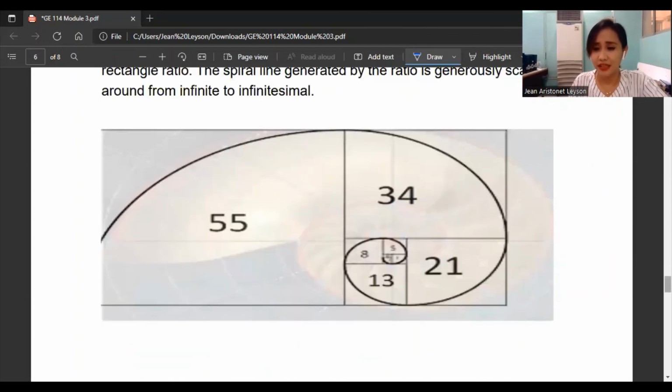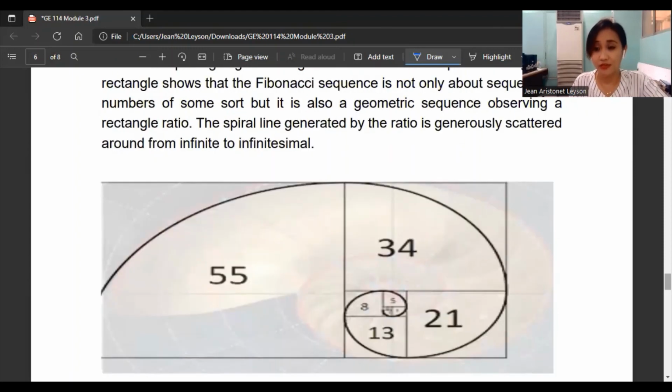So yeah, that's it for our discussion on the types of sequences: arithmetic, geometric, harmonic, and Fibonacci.